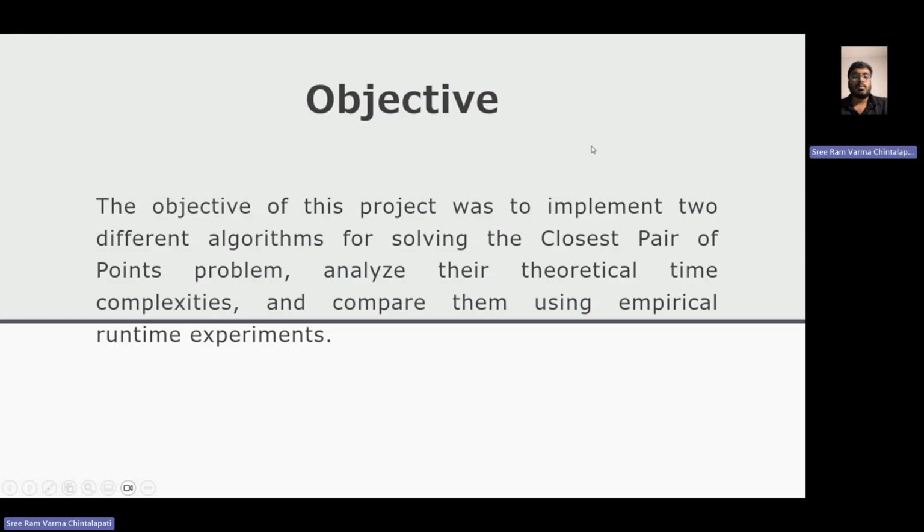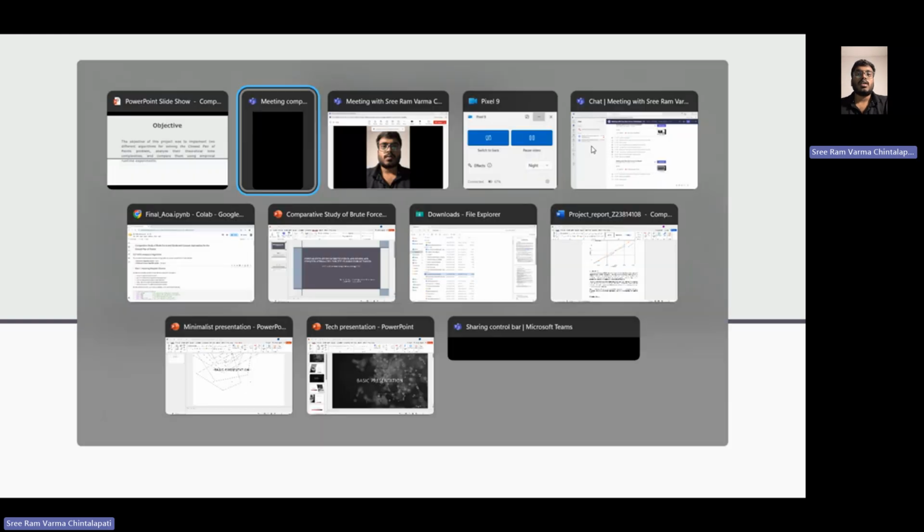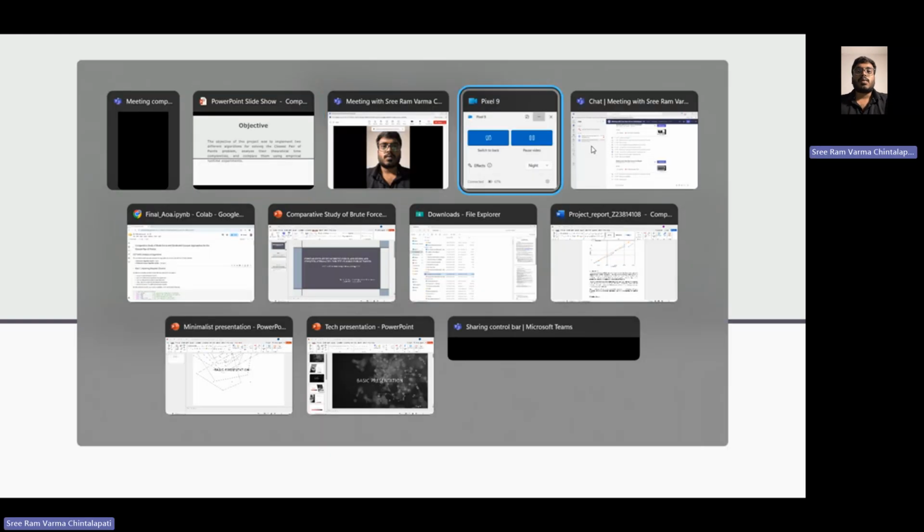The objective of this project was to implement different algorithms for solving the closest pair of points problem, analyze their theoretical time complexities, and compare them using empirical runtime experiments. The two algorithms implemented are the brute force approach with O(n^2) time complexity and the divide and conquer approach with O(n log n) time complexity. And we'll go to the coding part.